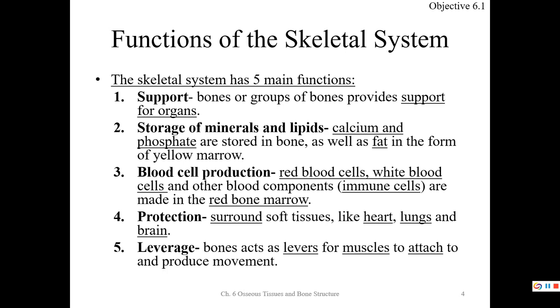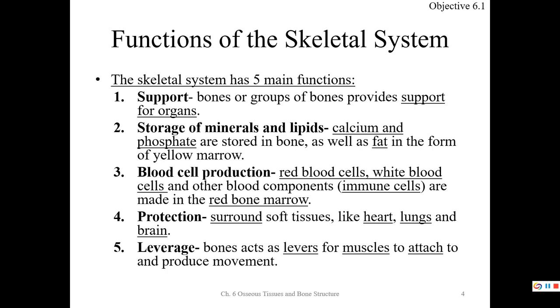Support, well, one of the big things that it does is provide support for your organs. For example, the bones of the skull support the brain, and the ribs and sternum protect the heart and lungs. So a group of bones can provide support for organs and support structures, as well as provide protection. It doesn't only support them and hold them in and give them a home, but we'll see that it also protects.